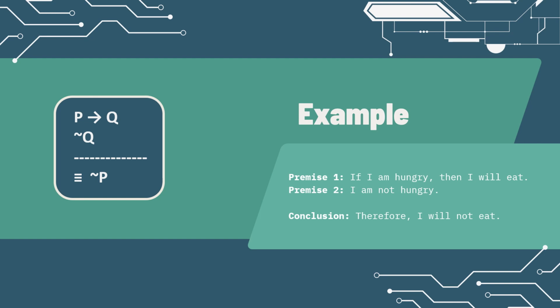For example, premise 1, if I am hungry, then I will eat. Premise 2, I am not hungry. Conclusion, therefore, I will not eat.